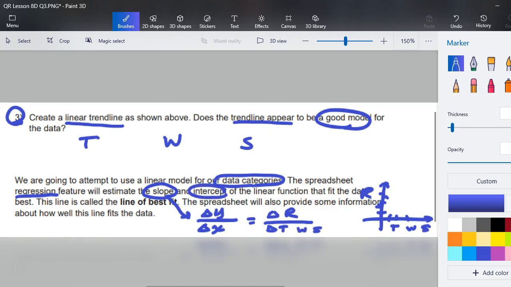We're also going to talk about the intercept and where it hits the y-axis, and it's the rating, where the rating's starting. Are we going to hit that rating and go up? Are we going to hit that rating and go down? We can make some guesses, but we want to look at the data. The line is called the line of best fit, and the spreadsheet's going to provide some more information about how well this line is going to fit the data. In fact, it's going to look like this.